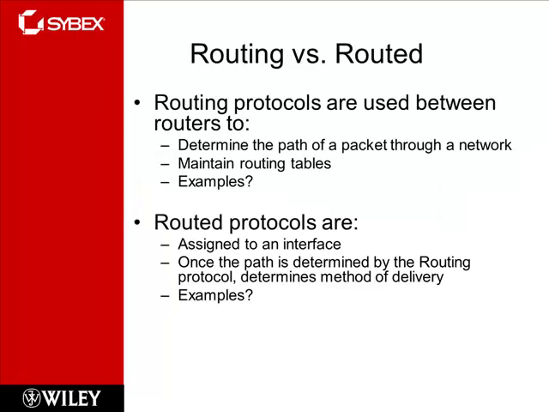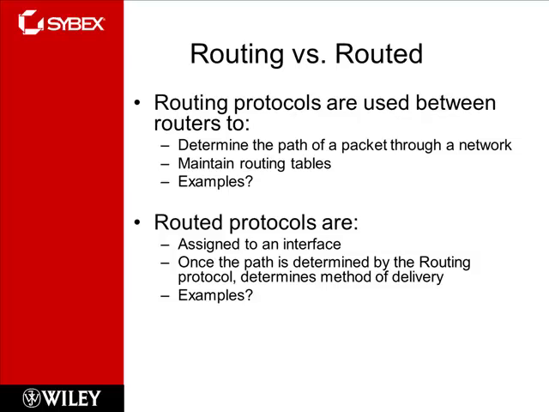Routing versus routed. Let's do this, and then we'll take a break before we talk about RIP. Routing protocols are used between routers to determine the path the packet should take and maintain routing tables. Examples are RIP version 1, RIP version 2, EIGRP, and OSPF are the ones we're going to talk about. There are some others. IGRP is an old protocol. IS-IS is a protocol. Cisco doesn't do it in CCNA or in CCNP.